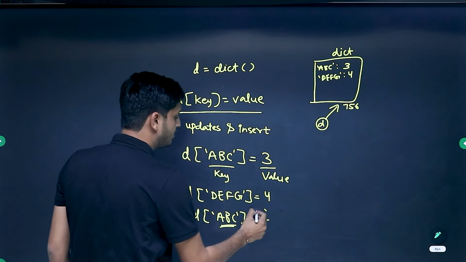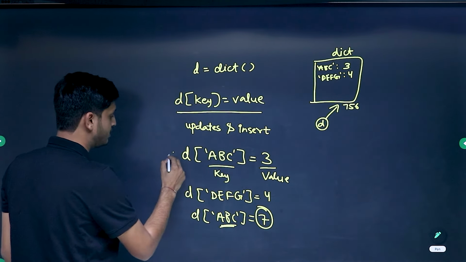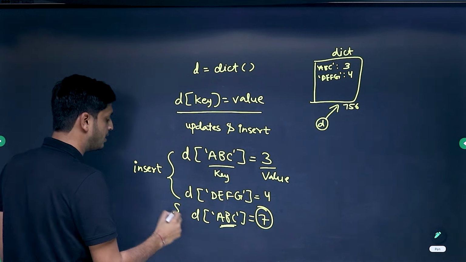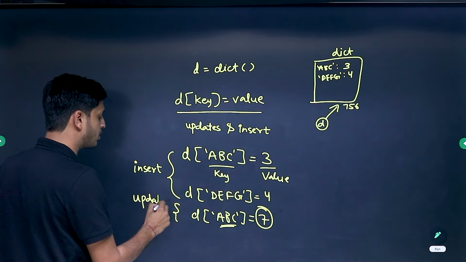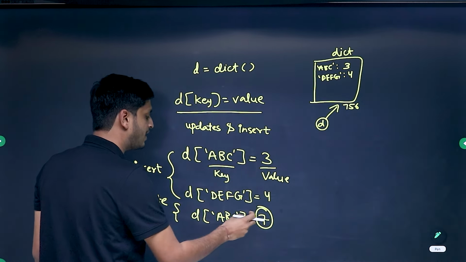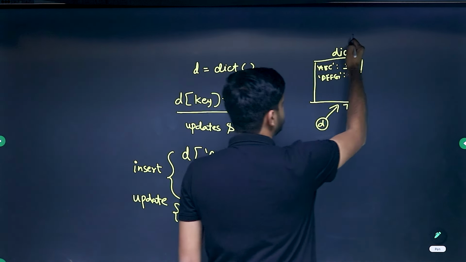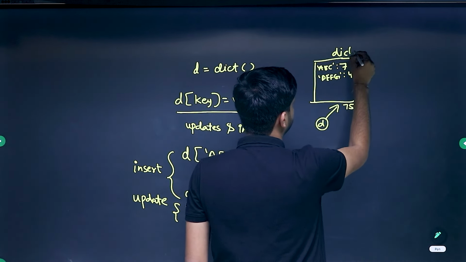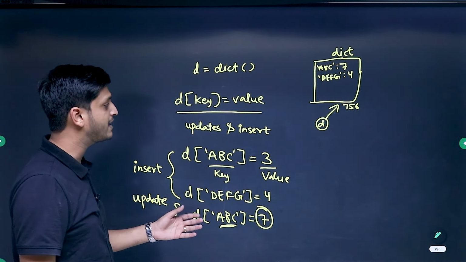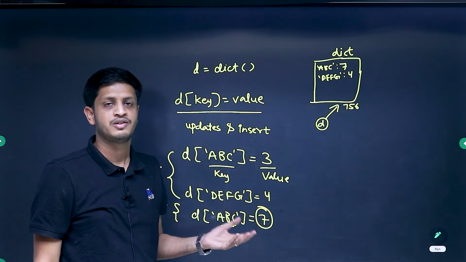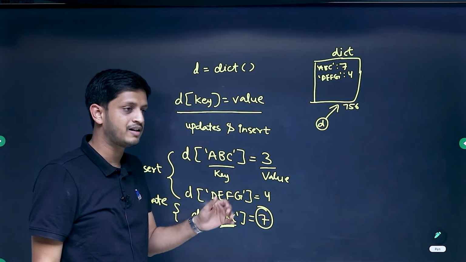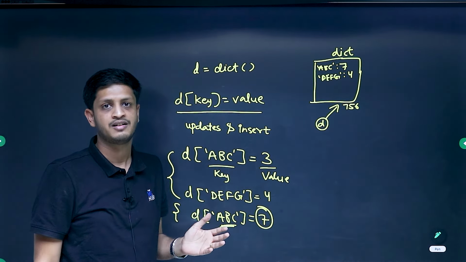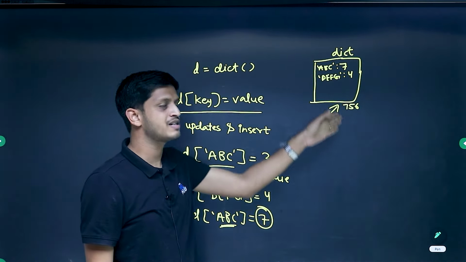So now what will happen? The value will update. In these two statements we were doing insert, but using the same syntax here I am doing update. The reason is this key was already present, and hence now it will update the value of this key to 7. So instead of 3 the value will be 7. And that is why keys must be unique. You cannot have a duplicate key, because if you insert the same key again, it will not insert a new key comma value pair. It will just update the value. That is why all the keys in a dictionary will always be unique.